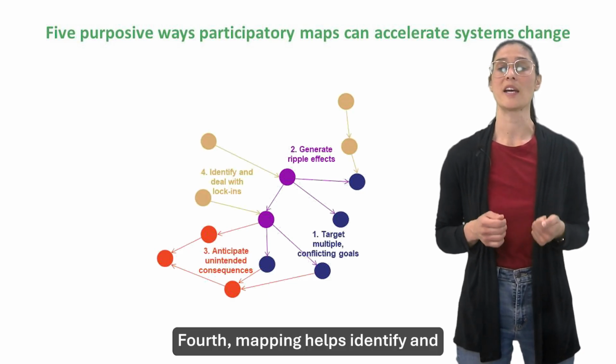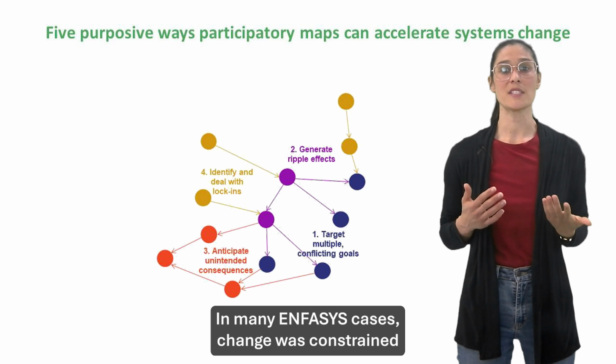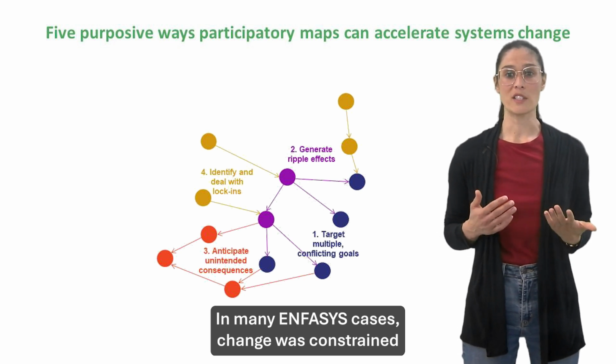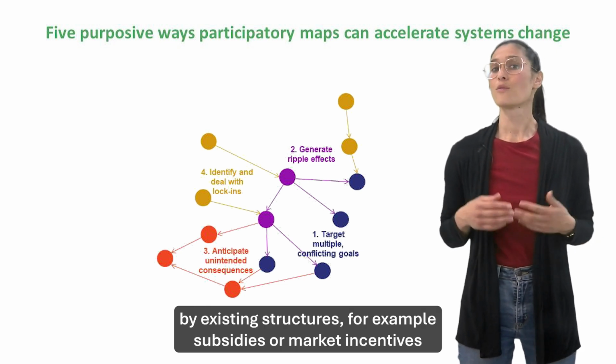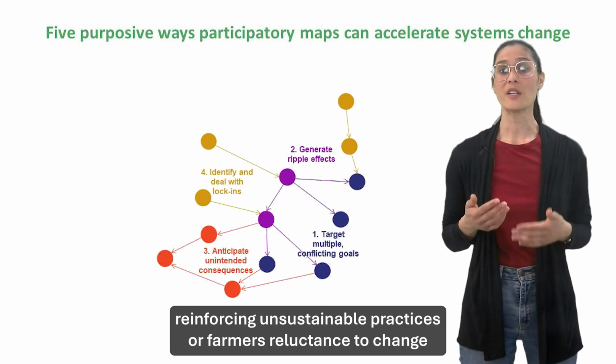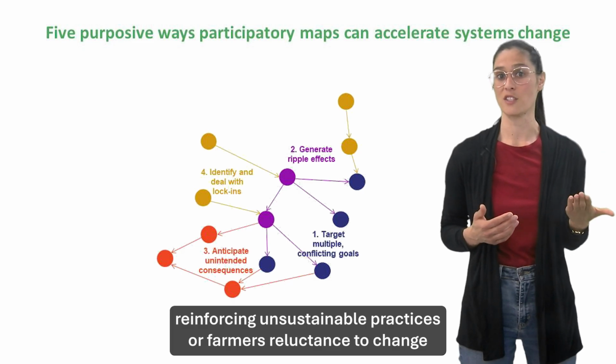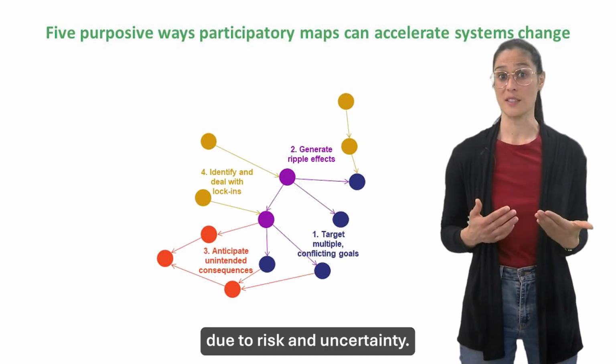Fourth, mapping helps identify and deal with systems lock-ins. In many emphasis cases, change was constrained by existing structures. For example, subsidies or market incentives reinforcing unsustainable practices, or farmers' reluctance to change due to risk and uncertainty.